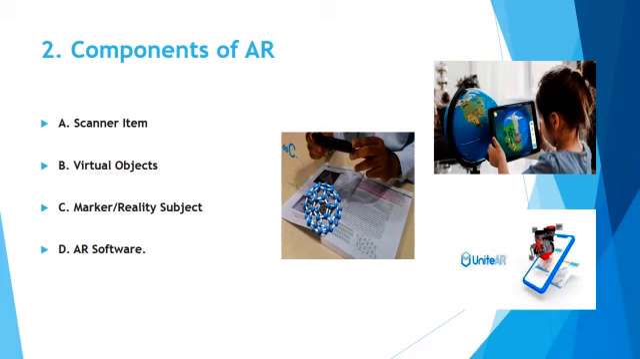And second is virtual object. Virtual object is an object that will appear virtually in the item scanner as a form of interaction with the subject's reality. The form can be image, videos, and 3D objects. And third is a marker or reality subject. Marker or reality subject is the subject that will trigger the appearance of the virtual object if it is scanned with the item scanner. And the last is AR software. AR software is the software or application that can be used to process AR creation. For example, Happy Refill or Unity AR.